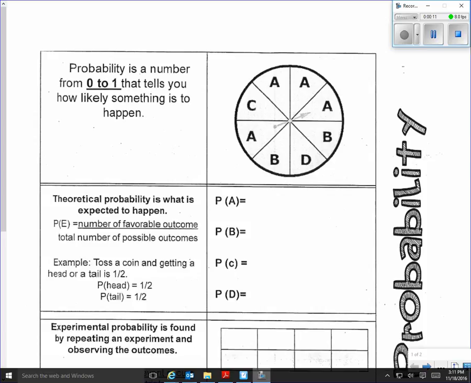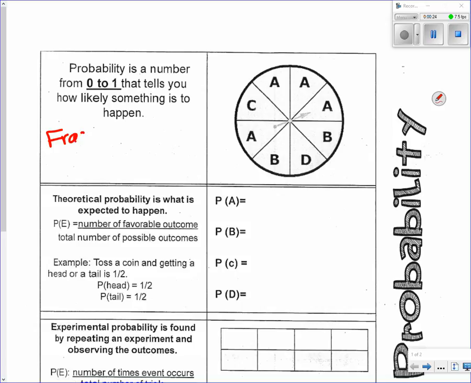Okay, so probability is a number from 0 to 1 that tells you how likely something is to happen. Typically you are going to have probabilities in fractions or percents. It is possible to have them in a decimal, but we don't see those nearly as often as we see our fractions and our percents. So make sure, we're going to get very comfortable with our fractions in this unit because we're going to be using them a lot.